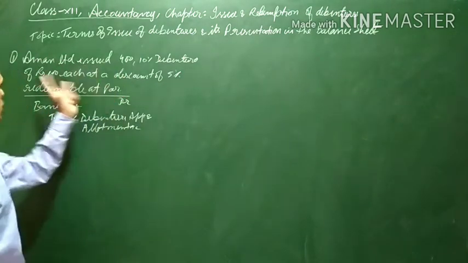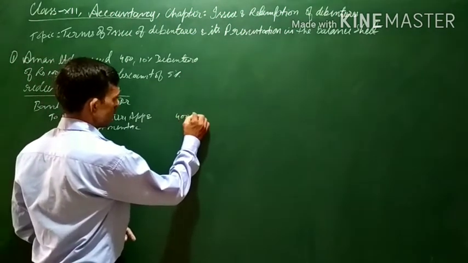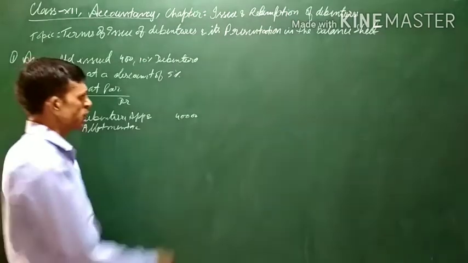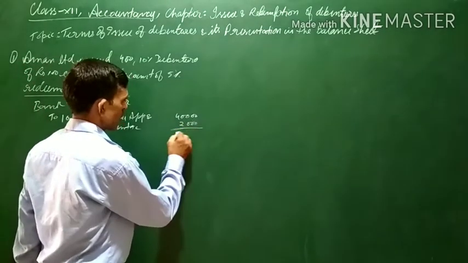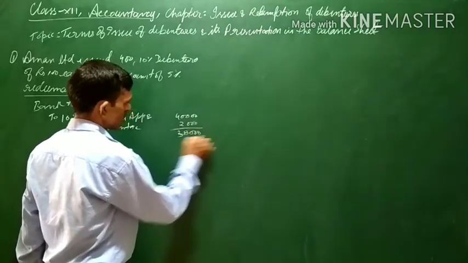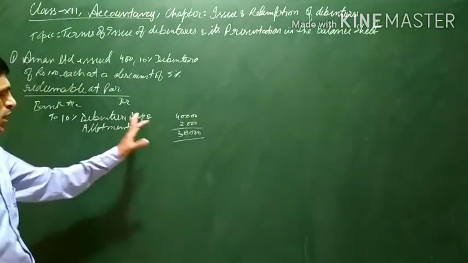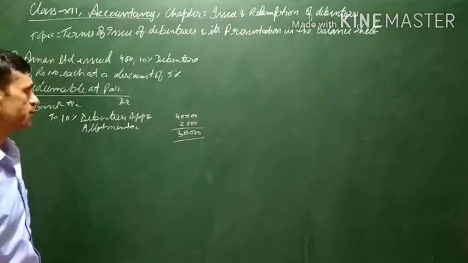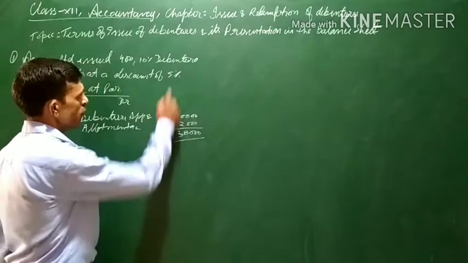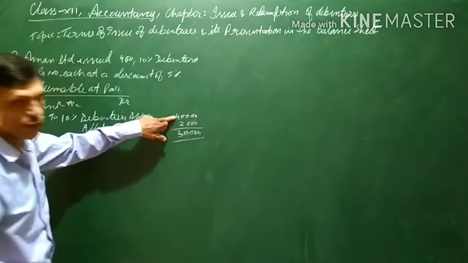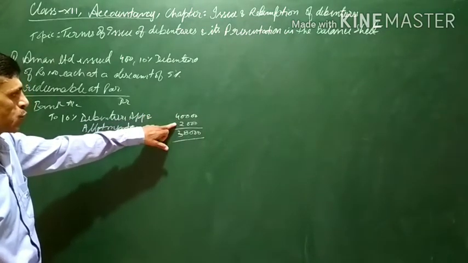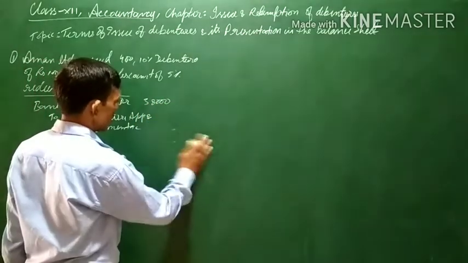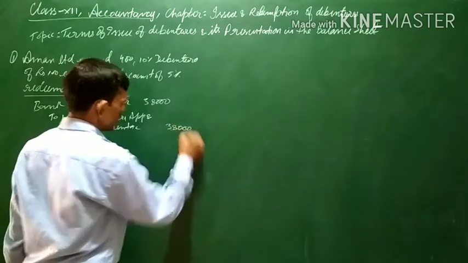Now 400 debentures of rupees 100 each. It will come to 400 into 100, 40,000. But these are issued at a discount of 5%, so 5% of this will come to 2,000. Means total amount received at the time of application and allotment, assuming that the whole amount has been called at the time of application itself, so 38,000 will only be received because these are issued at a discount of 5%. So total face value of the debenture is 40,000. 5% of 40,000 will come to 2,000. 2,000 less will be received. Here we will write bank account 38,000 and then debenture application and allotment account again 38,000.